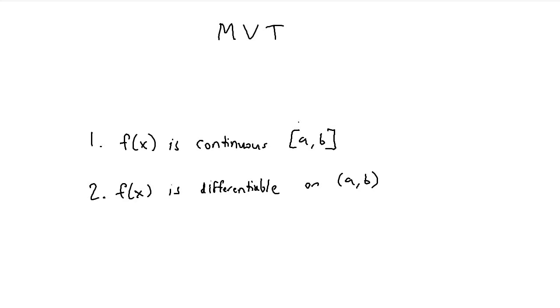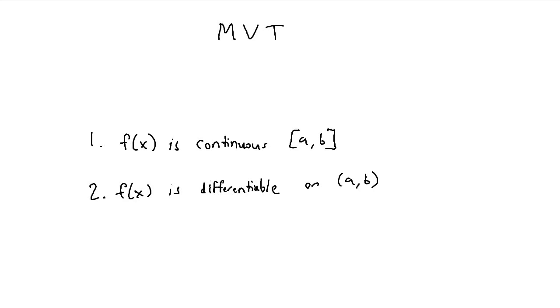So it doesn't have to include the endpoints a and b, but it has to be differentiable in all points between those two endpoints. And if the function meets both of these conditions, then at some point the tangent line, or the instantaneous rate of change, will be equal to the secant line, or the average rate of change.